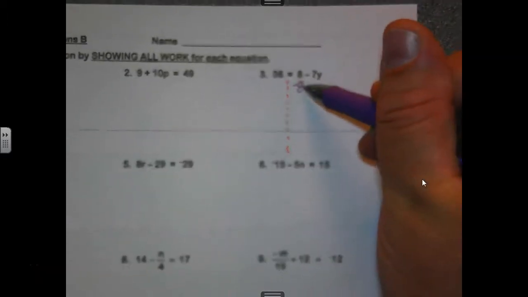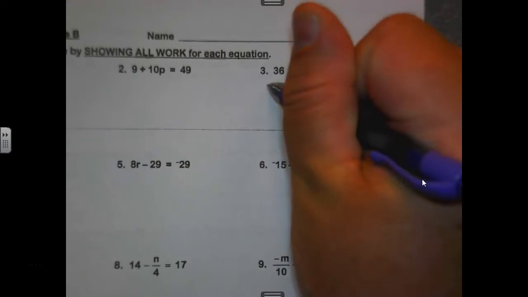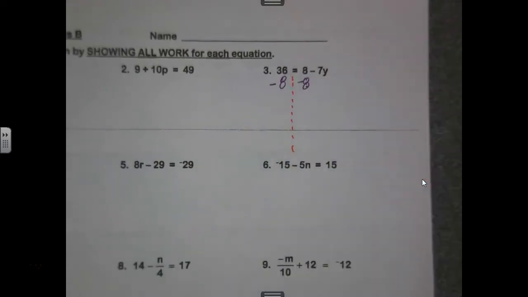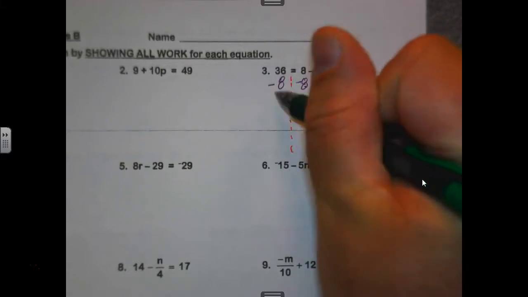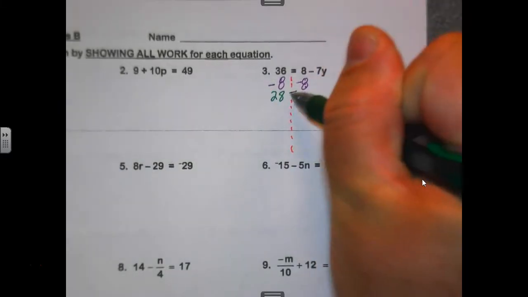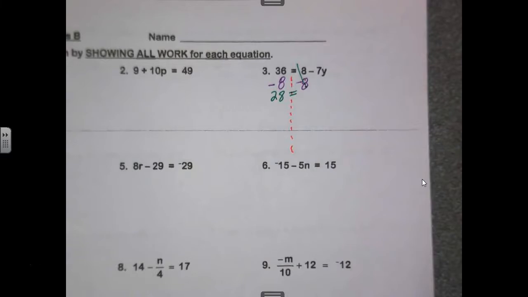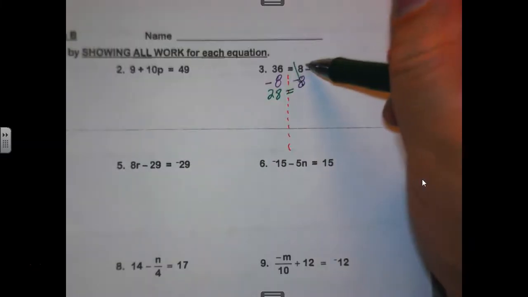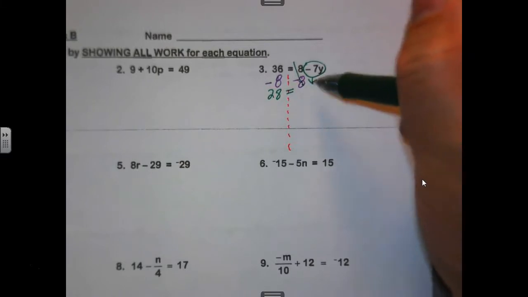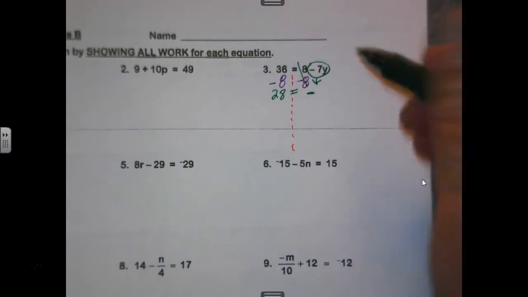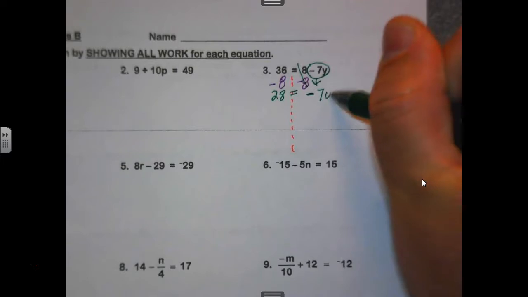So I'm going to minus 8 from this side, so it means I'm going to minus 8 from the other side. So I get 36 minus 8 is 28. These add up to 0. Be careful. I have to bring down the minus 7y. Please don't forget the minus sign.